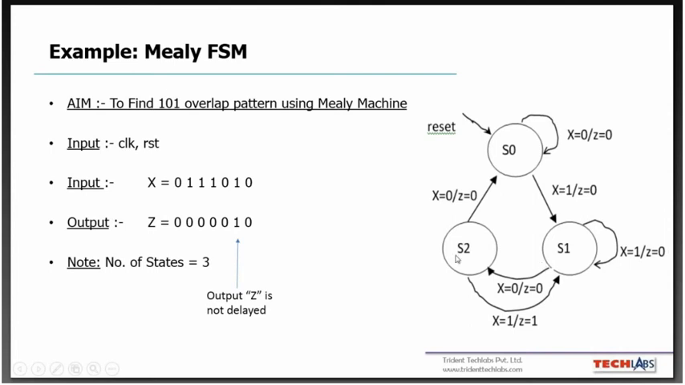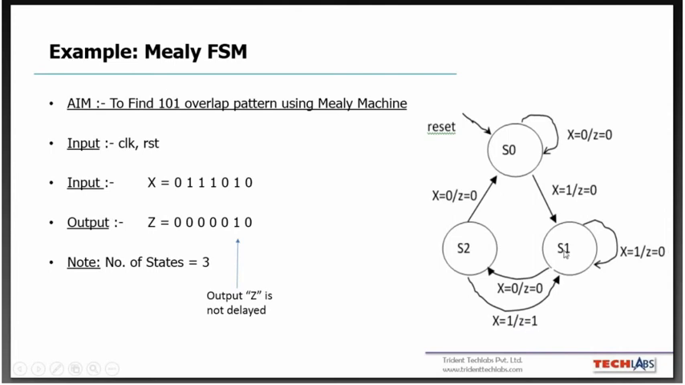So after getting a 0, what we want is to have a value of 1. So after state 2, we are having a value of 1. So it will go back from state 2 to state 1. So immediately it will display Z is equal to 1.